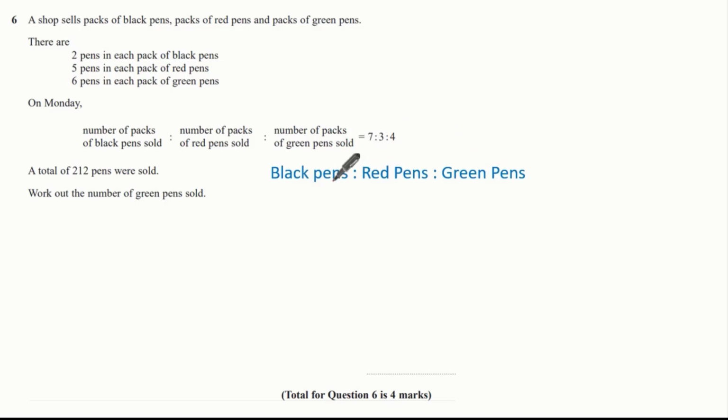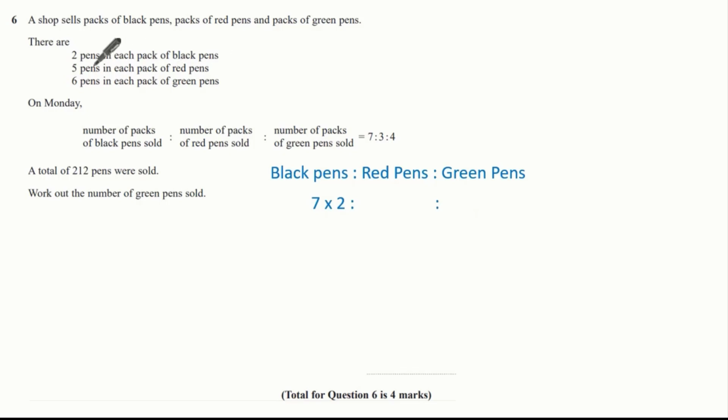So let's look at the individual pens sold. Well, for black pens sold, we know this represents the number of packs. And we know there's 2 pens per pack. So I'm going to multiply the 7 by 2. The 3 represents the number of red packs sold.